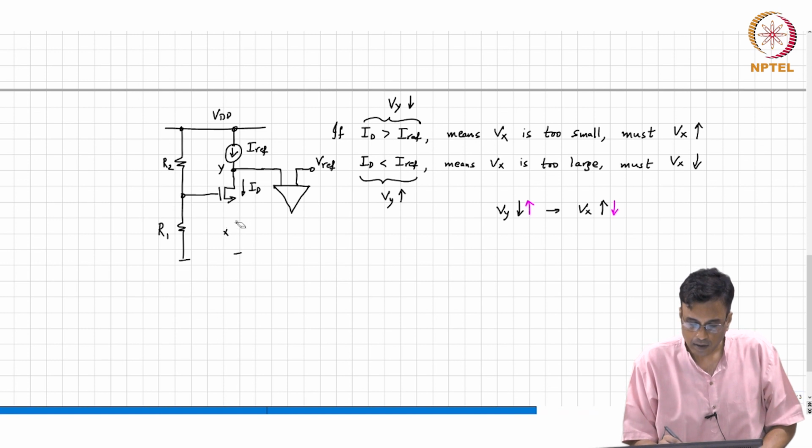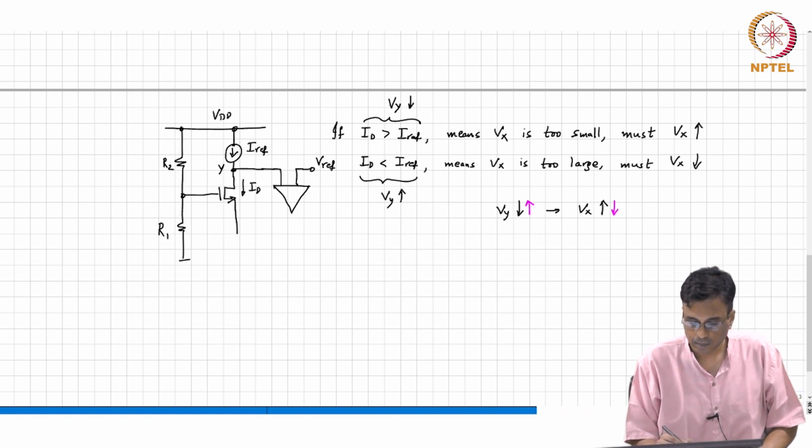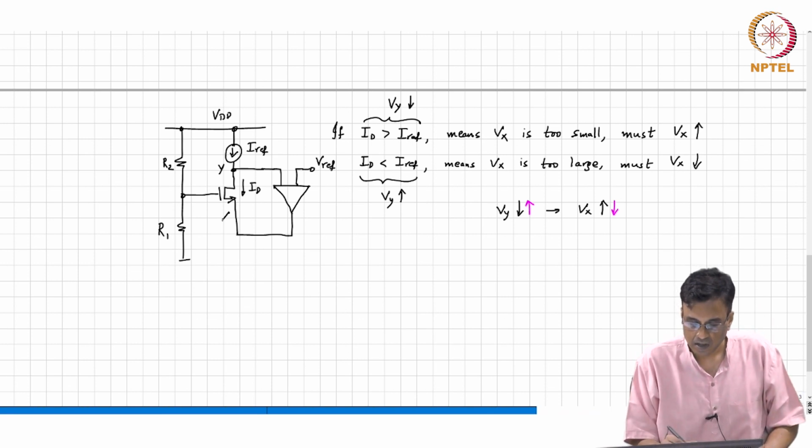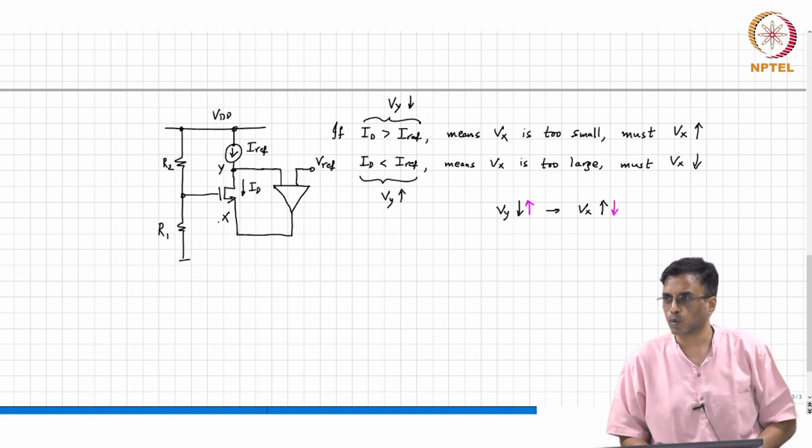So we compare the difference between some fixed voltage and VY, and vary the source voltage in the right direction. What is the right direction? If VY goes up, VX must go down. So, what are the signs of the op amp?